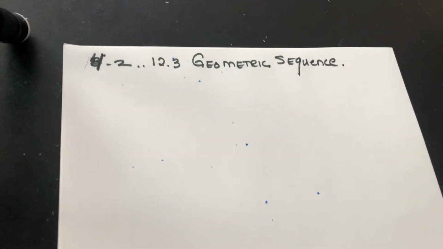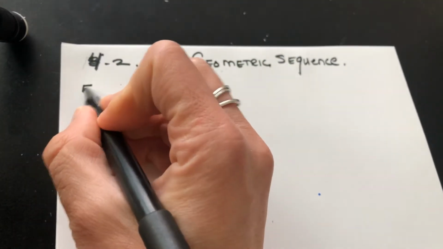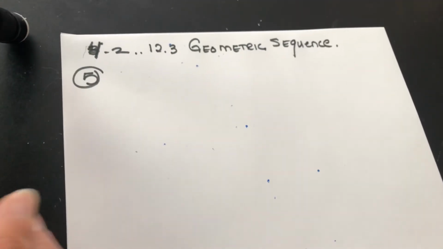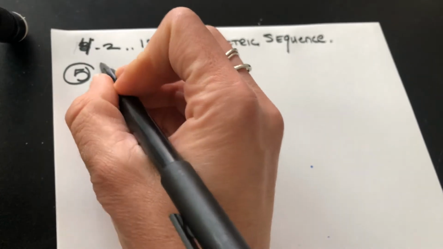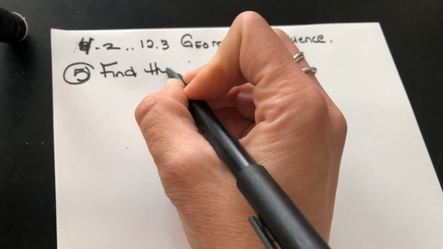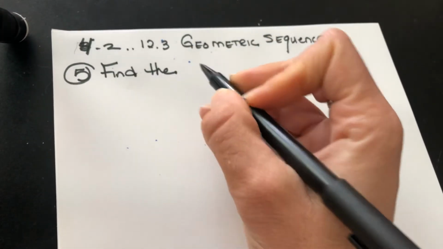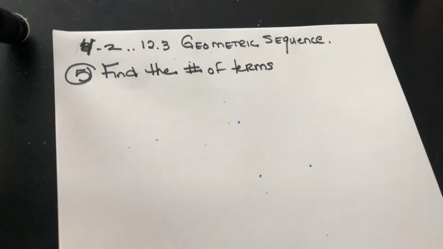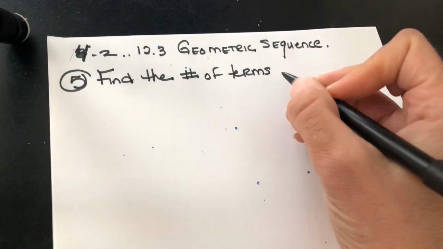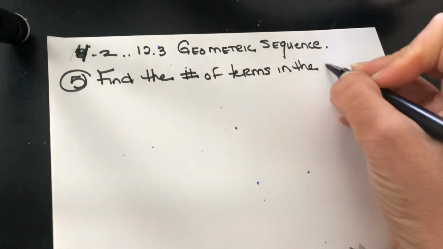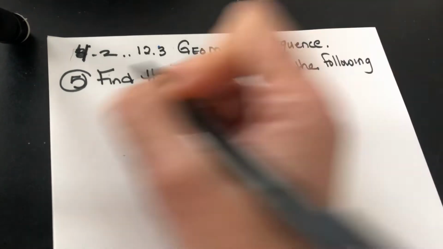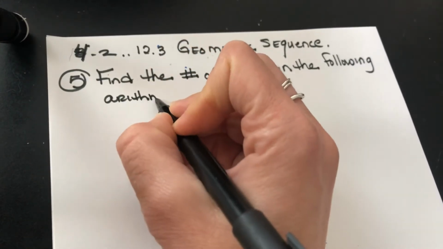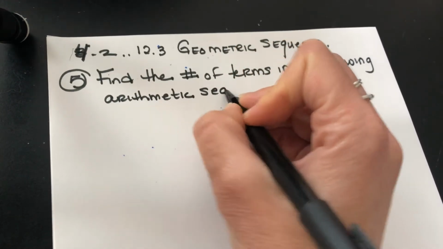But before we get to that, on Tuesday's lesson I taught you arithmetic sequences, and I taught you 4 different types of questions I could ask you. Today is the 5th example that I could ask you, and it's going to help you for a future problem. So the question is going to say, find the number of terms in the following arithmetic sequence.